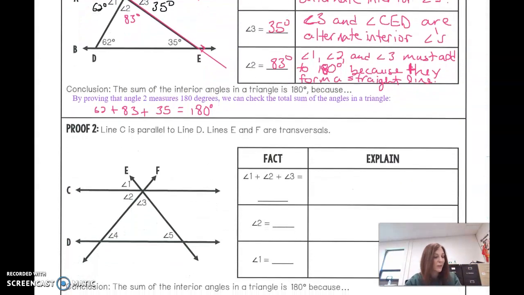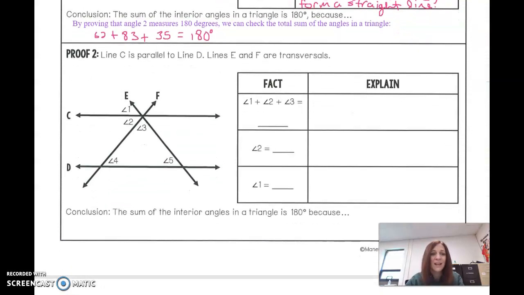Let's quickly do this next one. It says that line C is parallel to line D. Lines E and F are transversals. Fact: angle 1, 2, and 3. Look at these right here. What do they form? They form a straight line, so a straight line means 180 degrees. The three angles form a straight line.